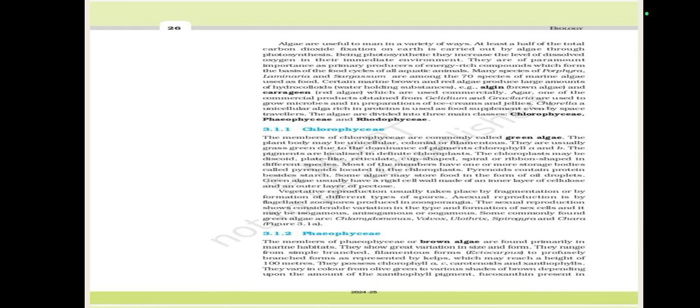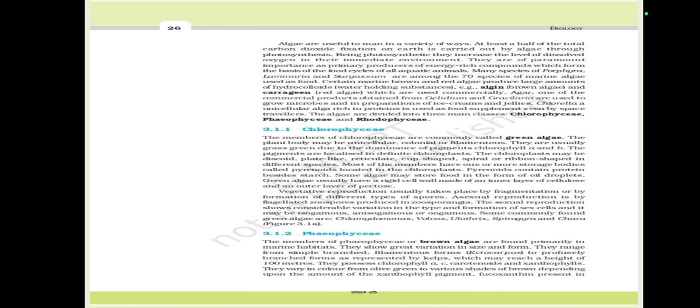Vegetative reproduction usually takes place by fragmentation or by formation of different types of spores. Asexual reproduction is by flagellated zoospores produced in zoosporangia. Sexual reproduction shows considerable variation in the type and formation of sex cells, and may be isogamous, anisogamous, or oogamous. Some commonly found green algae are Chlamydomonas, Volvox, Ulothrix, Spirogyra, and Chara.